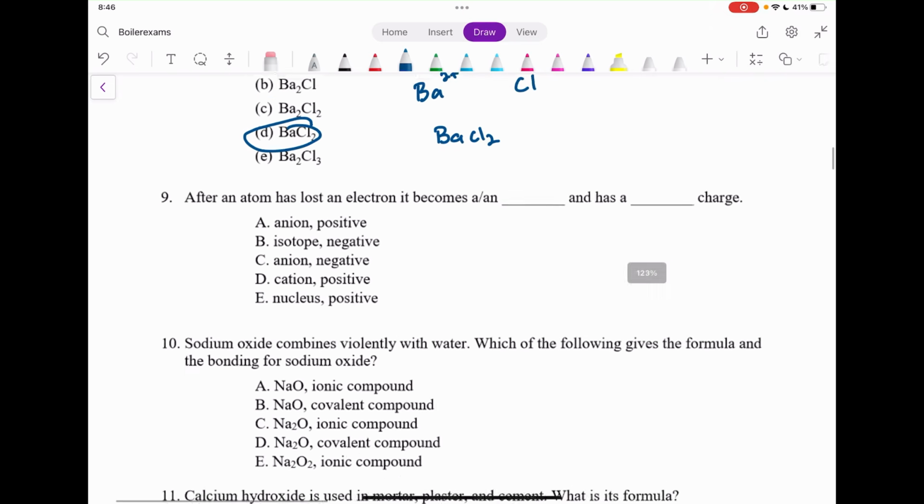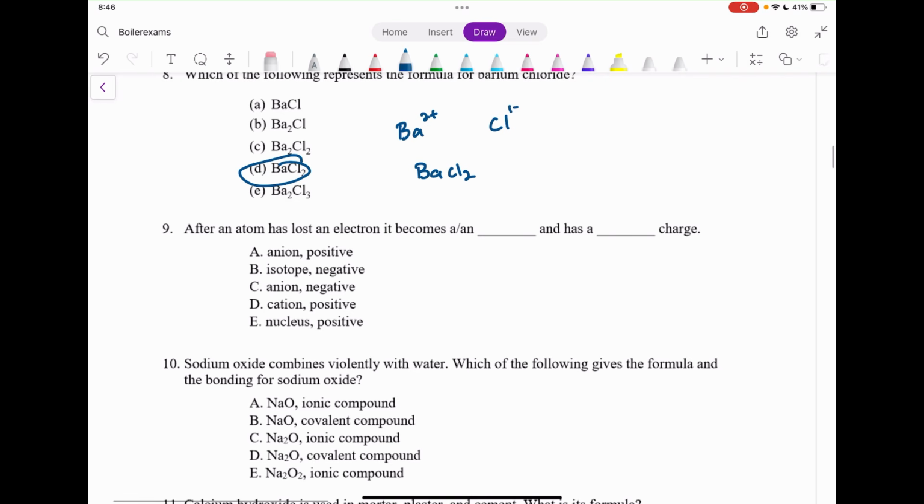9. After an atom has lost an electron, it becomes a, let's see. Okay. After it loses an electron, electrons are negatively charged, so after it loses one, the resulting nucleus will become positively charged. And we know that positively charged ions are cations.